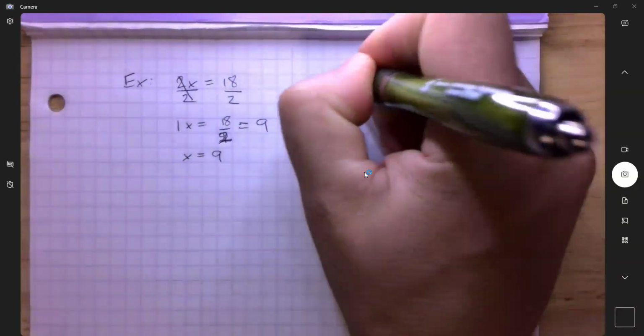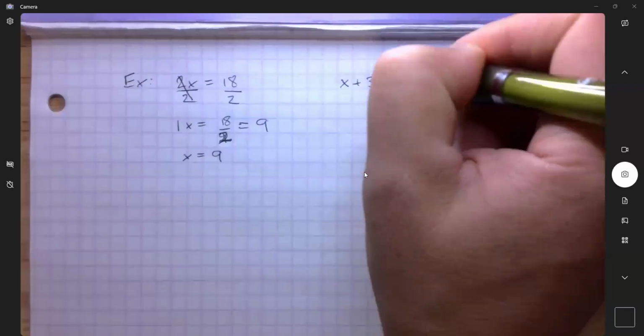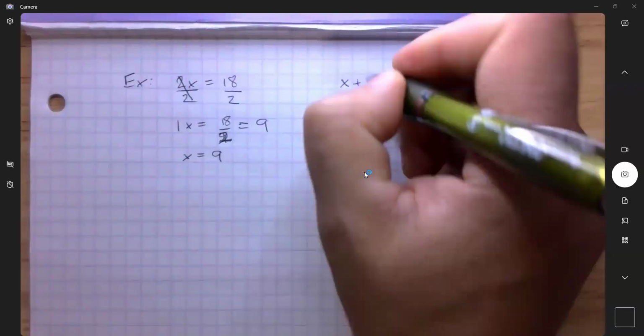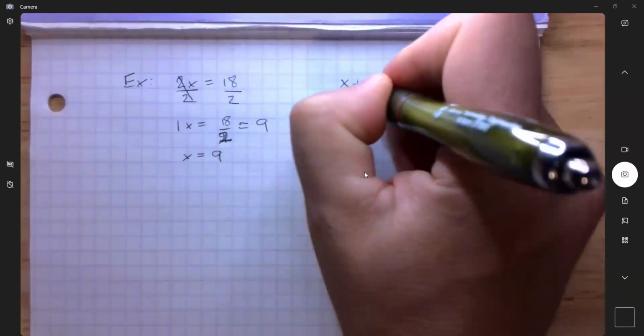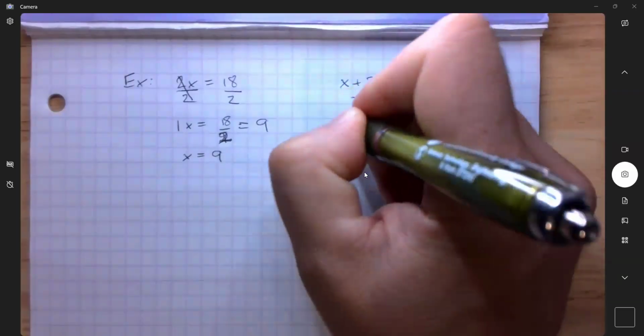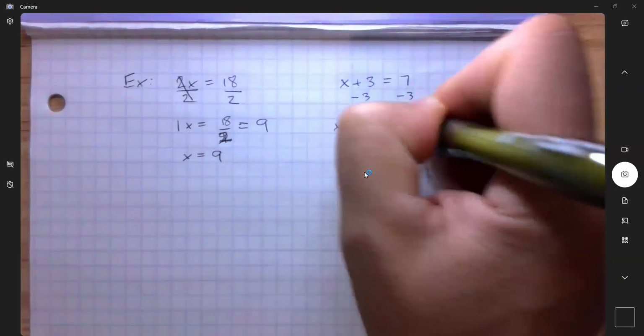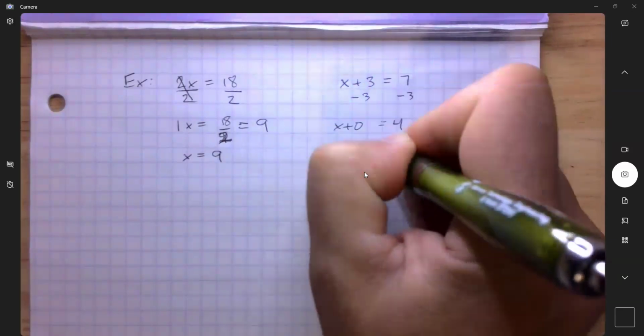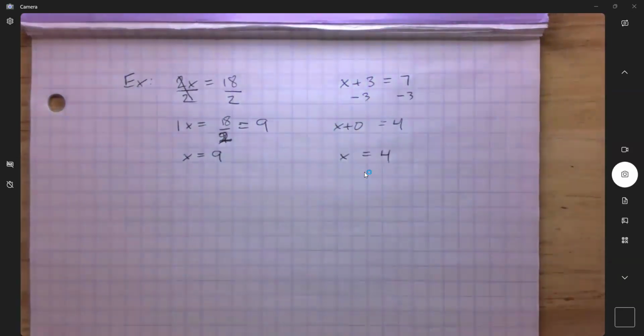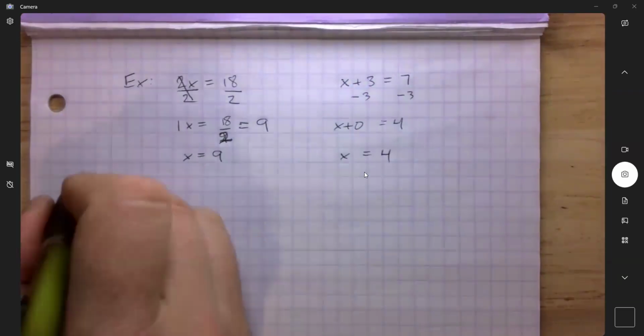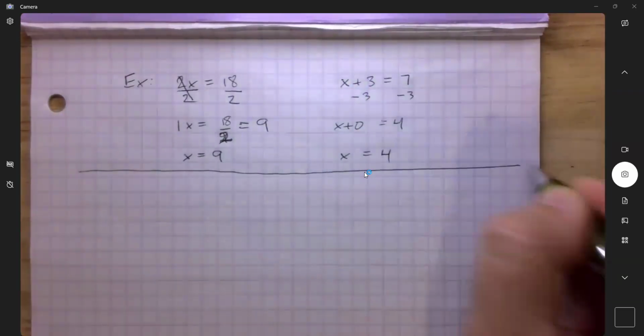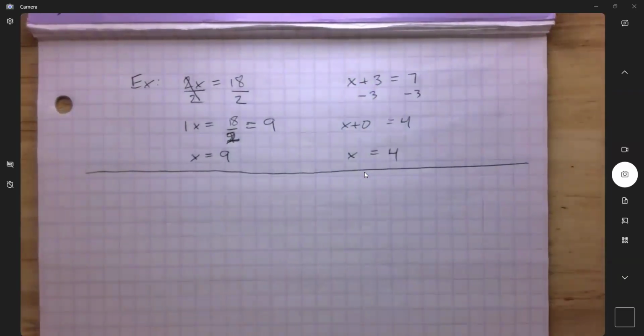And if I have, as another example, x plus 3 equals 7, then to eliminate the 3, I can subtract 3 from itself, giving me x plus 0 equals 4. And x plus 0, we usually ignore it and just write x equals 4. All right, so that covers our identities and how we use them.